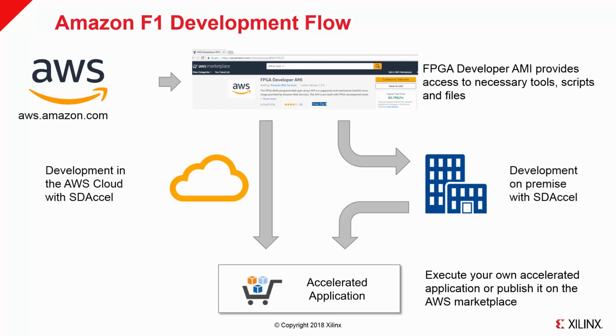But it's important to know that the development on the cloud is not the only option. Amazon also makes it possible to develop on-premise, that is, in your own environment. All the tools and files needed to develop on F1 can be downloaded and installed locally on your own machines. The development process in the cloud or on-premise is strictly identical. Once you've completed development of the FPGA program and of the host application in your environment, you can upload both binaries to the AWS cloud, execute on F1, and publish your app in the Marketplace.